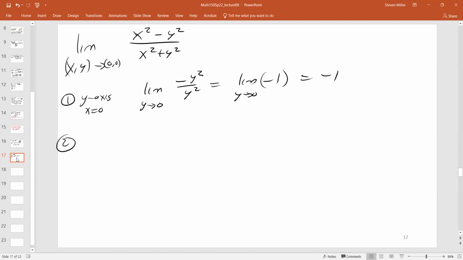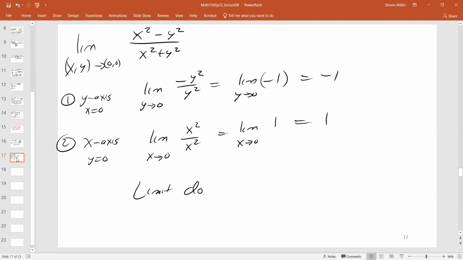What's another path? The x-axis. Along the x-axis, we have y equals 0. So we get the limit as x goes to 0 of x squared over x squared. This is the limit as x goes to 0 of 1, which is 1. So the limit does not exist. For this one, we can see the limit doesn't exist. Let's do a more interesting one.